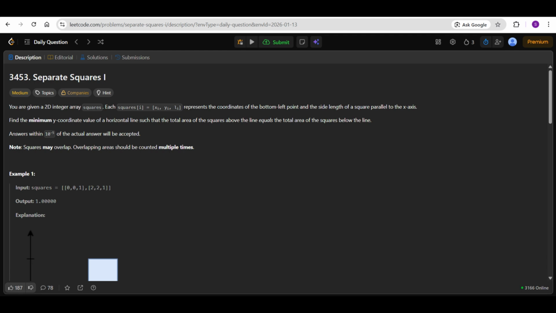Your task is to find the minimum y-coordinate value of a horizontal line such that the total area of the squares above the line is equal to the total area of the squares below the line. One important thing to note: squares may overlap, and overlapping areas must be counted multiple times. Also, your answer does not need to be exact. Any value within 10⁻⁵ of the correct answer will be accepted. So essentially, we are looking for a horizontal cut that balances the total square area above and below it.